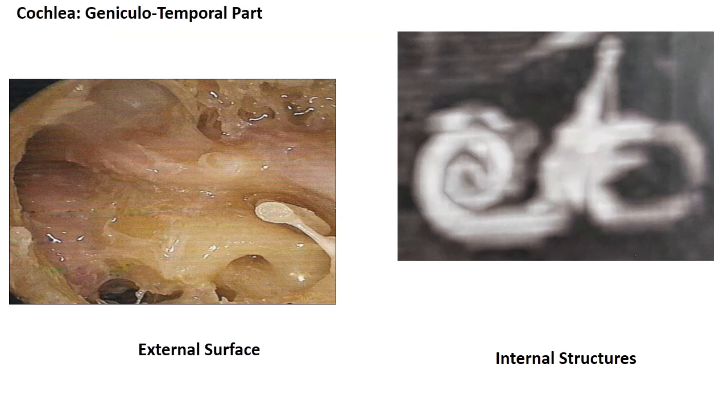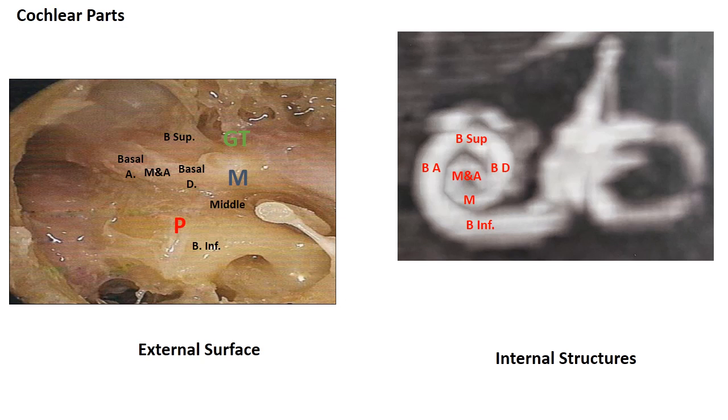And of course, the geniculo-tegmental part will be coming above or superficial to the upper part of the basal turn, or the superior part of the basal turn. So we have three portions: the promontorial portion, the muscular portion, and the geniculo-tegmental portion. If we put this in mind, we can expect the locations of the different parts of the cochlea during our surgery.